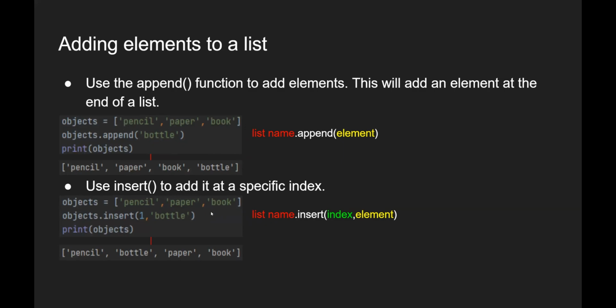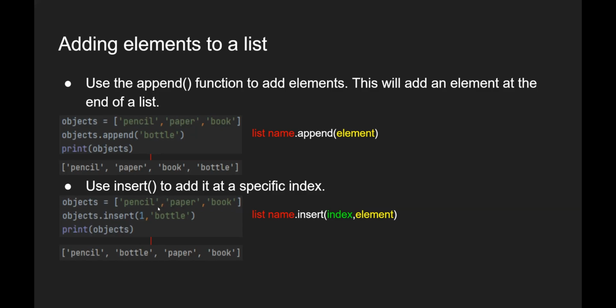If we wanted to add an item at a specific index, we'd say list name.insert, index, comma, element. So we have objects here equal to pencil, paper, and book again. If we said objects.insert(1, bottle), we'd put bottle at the first index. So if we printed objects, we get pencil, and at the first index we'd have bottle, and then paper and book.